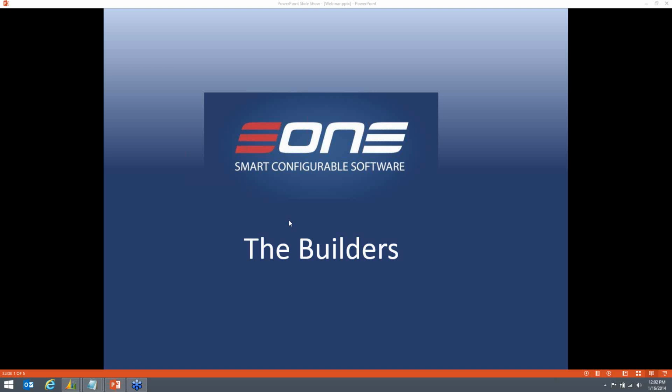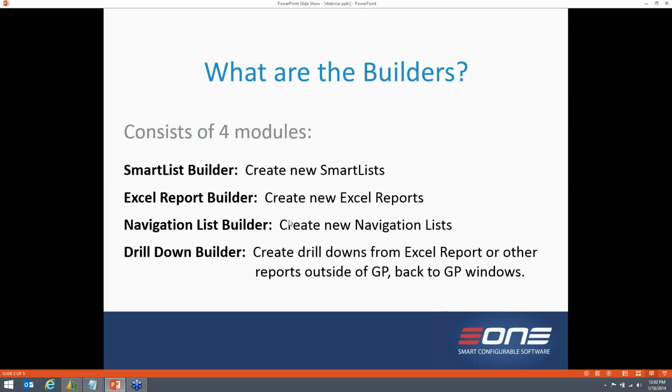So SmartList Builder consists of 4 different modules, the main being SmartList Builder, which does allow us to create new smart lists, as well as it contains Excel Report Builder. This adds on to the default Excel reports that Microsoft released with GP10 and have released again with 2010 and 2013, and allows us to build our own Excel refreshable reports.